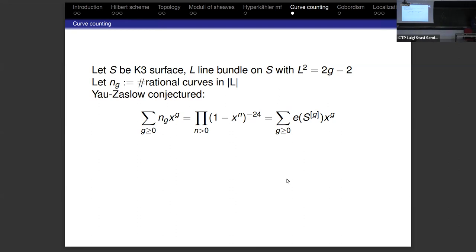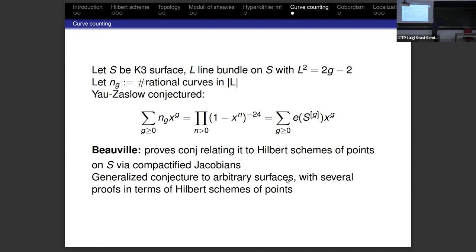And Yau conjectured a long time ago that if you take a generating function of this number, this is the product over n bigger than 0 of 1 minus x to the n, to the power minus 24. And now the Euler number of the Hilbert scheme is 24. So this is the generating function for the Euler number of the Hilbert scheme. So this is quite remarkable. And the point is, this proves the conjecture, relating the question of counting the curves to the Hilbert scheme. The point somehow shows that you can count the curves in terms of the Euler numbers of the so-called compactified Jacobians. And these compactified Jacobians, the relative compactified Jacobian, is deformation equivalent, because we are on a hyperkähler manifold, to a Hilbert scheme of points on the surface. And so we get this.